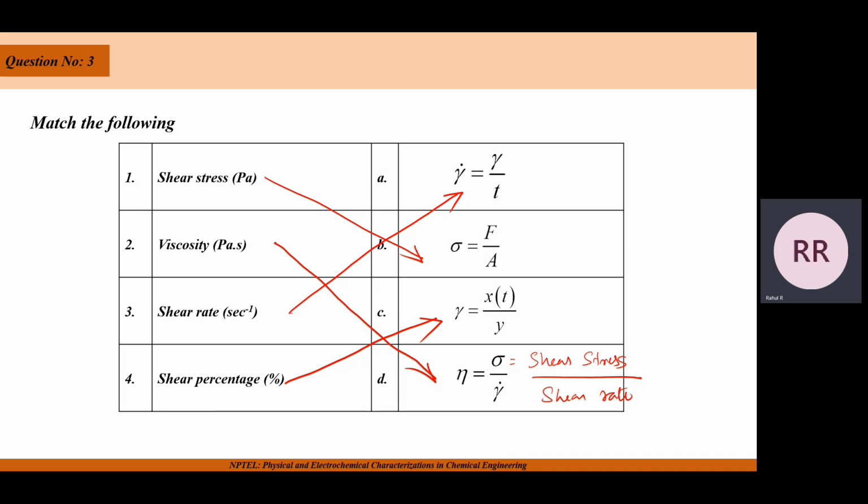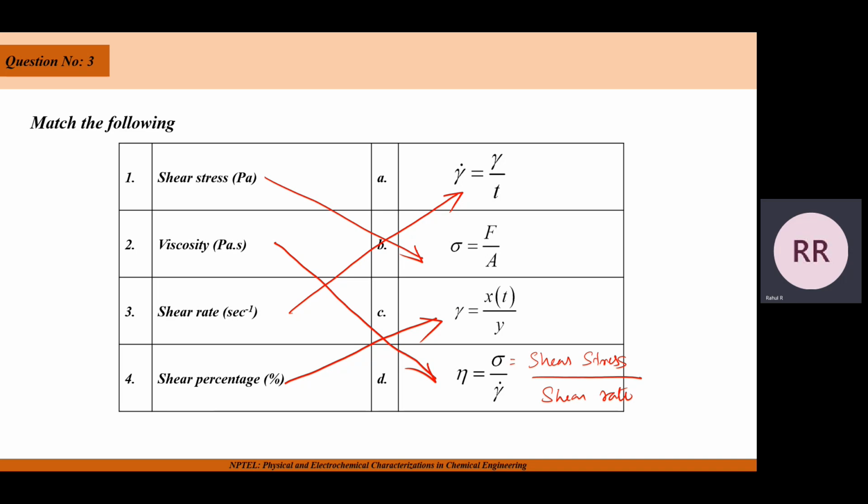I hope you were able to find the answer. Shear stress is represented by sigma, which is equal to force by area. Viscosity, represented by the Greek letter eta, is sigma, the shear stress, divided by gamma dot, which is the shear rate. The shear rate, which has a unit of second inverse, is gamma by time, giving gamma dot.